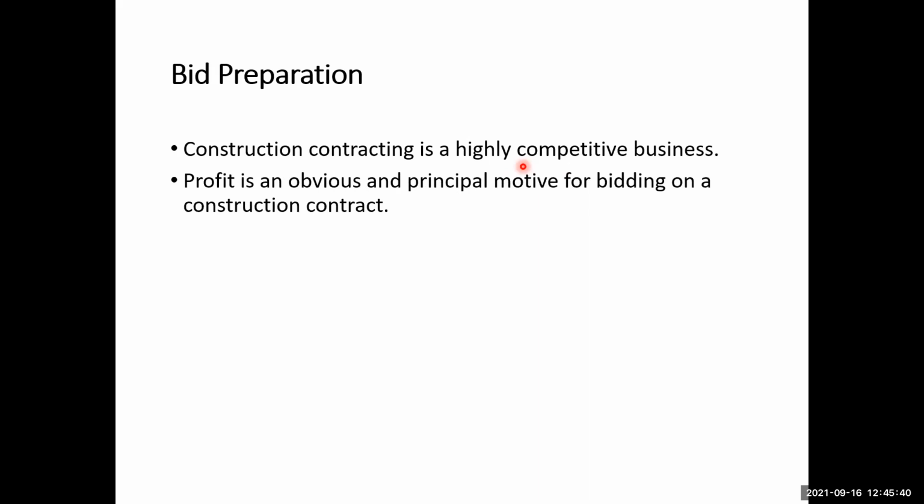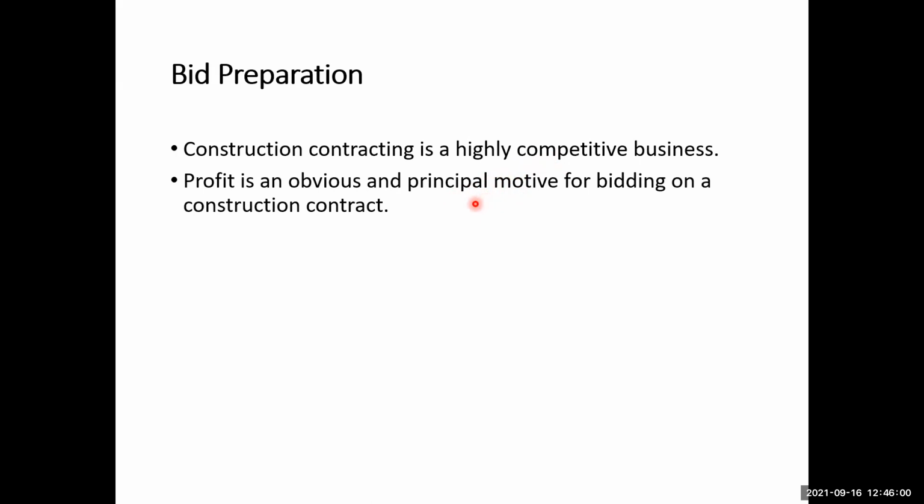So there may be several companies who want that project. So it is a competitive business. On the other hand, profit is an obvious and principal motive for bidding on a construction contract. So when there are several businesses, and on the other hand there is profit as well, normally the project will be assigned to that company whose bid will be the lowest.